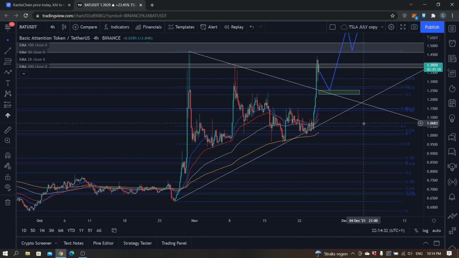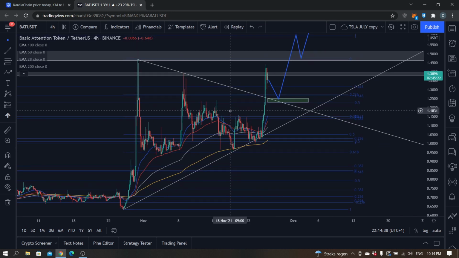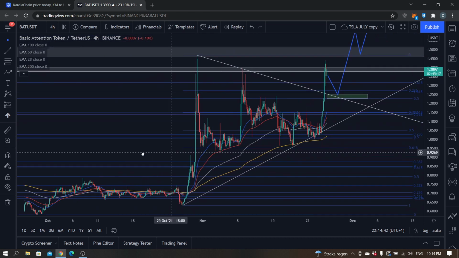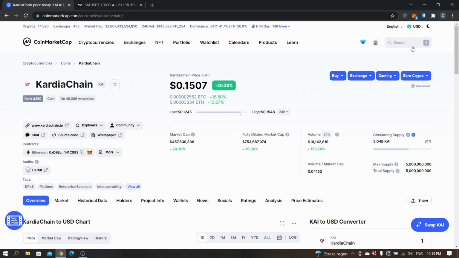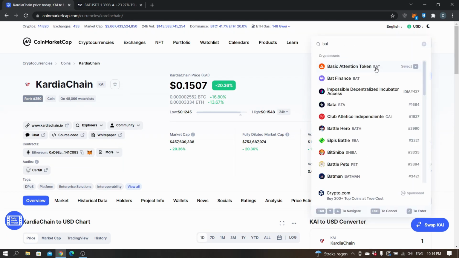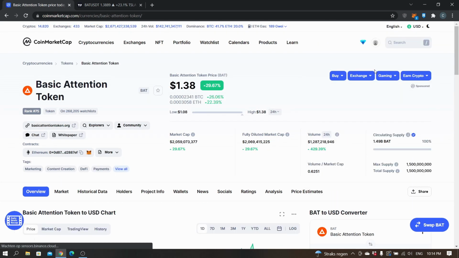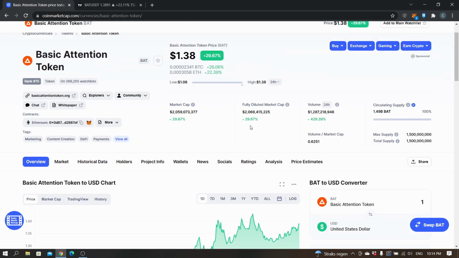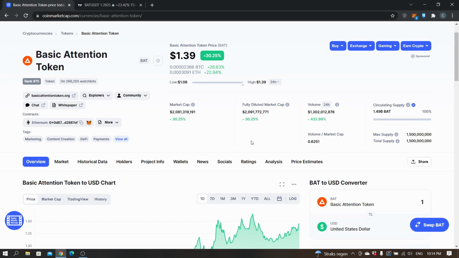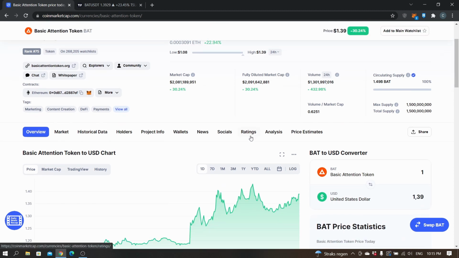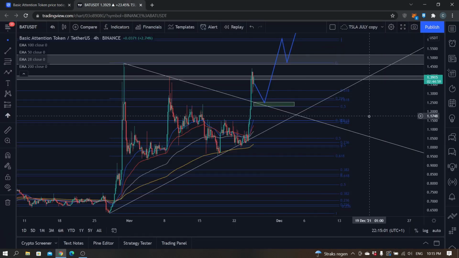In the next few minutes I wanted to do a quick price prediction and price analysis on BAT against USDT, or as you might all know it better, Basic Attention Coin. I've been a long-term holder of Basic Attention Coin and I saw that the coin was moving quite nicely. So I thought I'd just do a quick analysis that's also good for me, and I figured a lot of people want to know where Basic Attention Coin can go in the upcoming days, maybe weeks, and I want to give you my opinion on that.